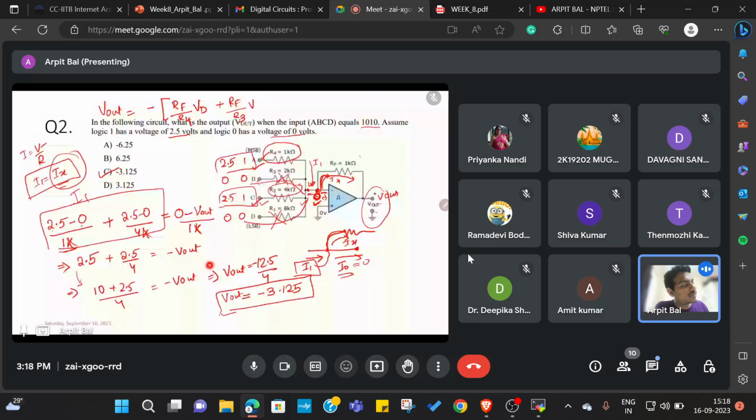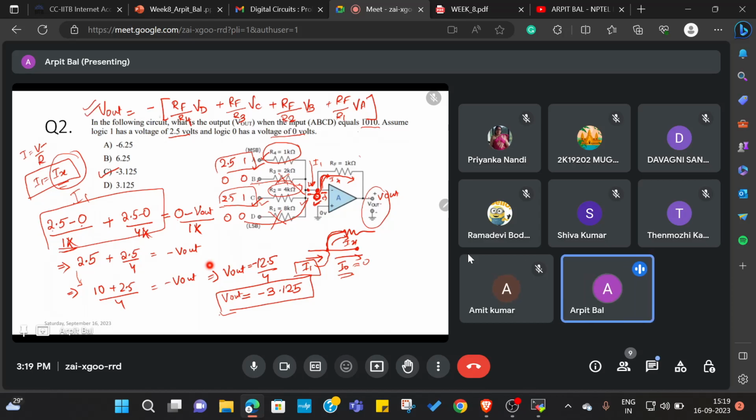So let me give you a simple formula. You can use this formula directly and arrive at your answer. In this case, RF is your feedback resistor, that is 1 kilo ohm, and R4 is the resistance connected between terminal A and ground. Similarly, you just replace the values and you will obtain Vout directly from this formula.